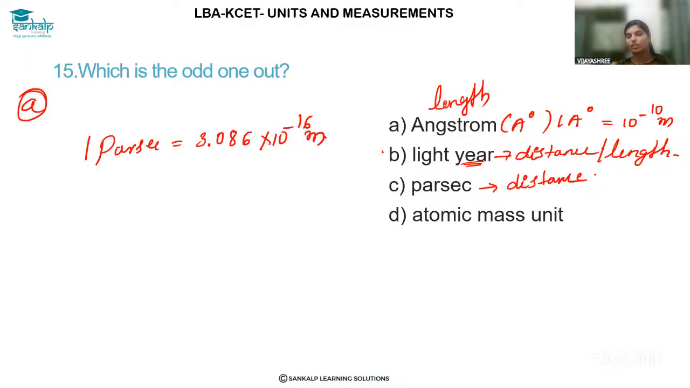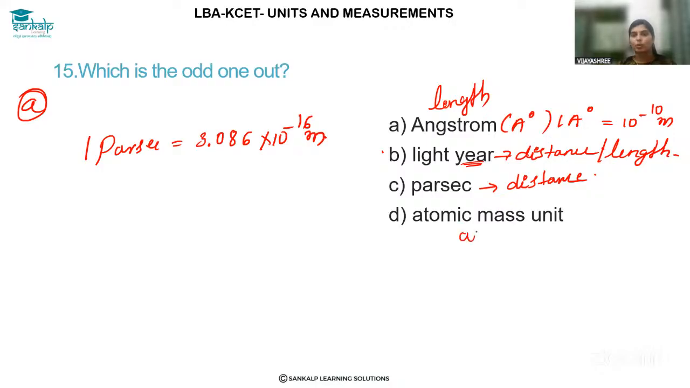So ಇದರ ಡೆಫಿನೇಷನ್ ಅನ್ನು ನಾನು ಓದಿ ಹೇಳ್ತೇನೆ, ನೋಟ್ ಮಾಡ್ಕೊಂಡಿದ್ದೇನೆ. It is defined as the distance at which one astronomical unit subtends an angle of 1 arc second. Okay, it is also a unit of distance, it is a dimension of distance only.